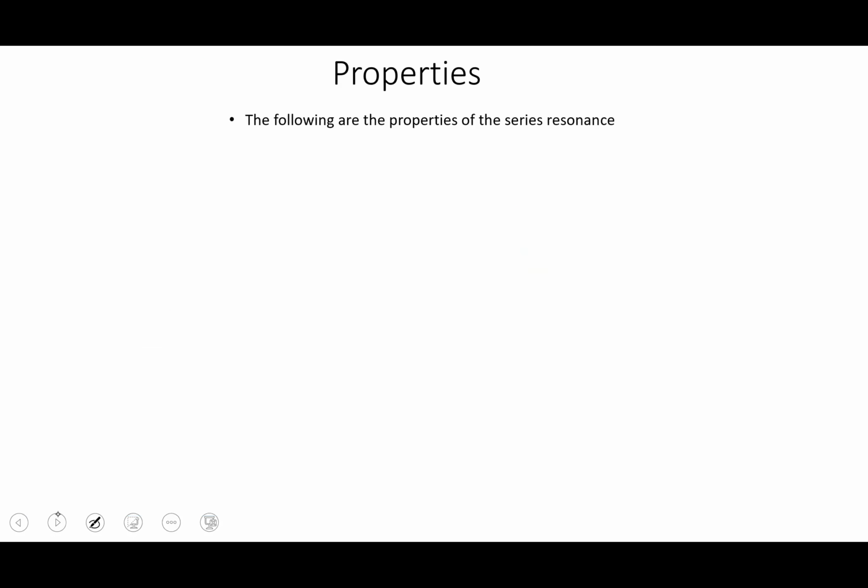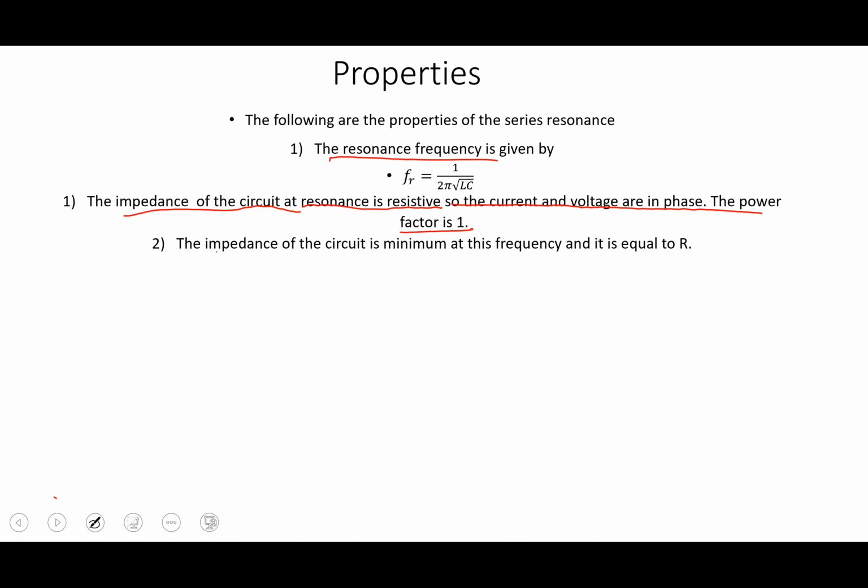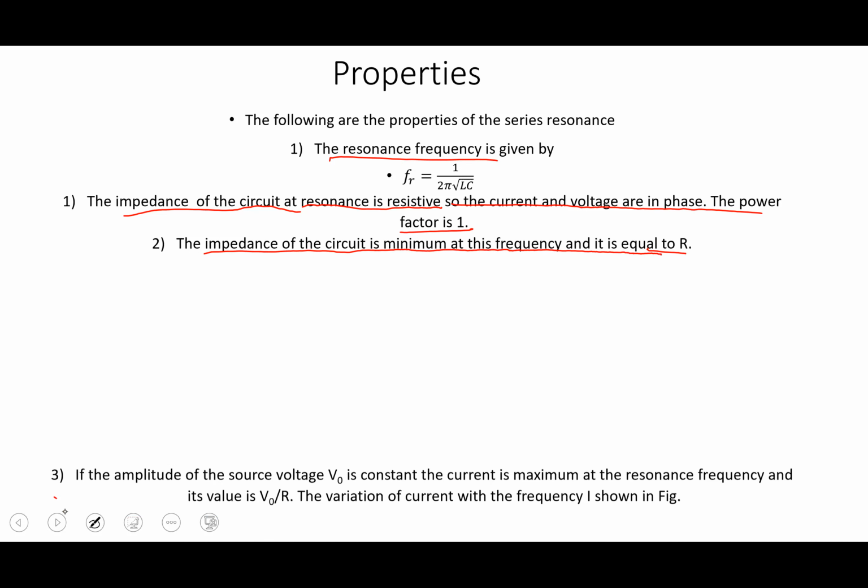Now, properties of this series combination. The following are the properties of series resonance. First of all, the resonance frequency is given by the formula FR is equal to 1/2 pi under root LC. The impedance of the circuit at resonance is resistive, so the current and voltage are in phase, and the power factor is 1. The impedance of the circuit is minimum and equal to R.